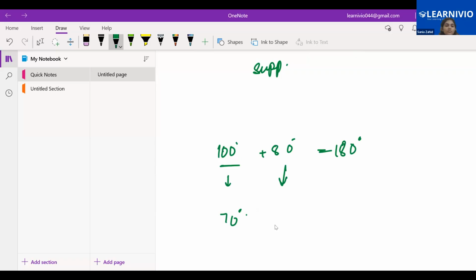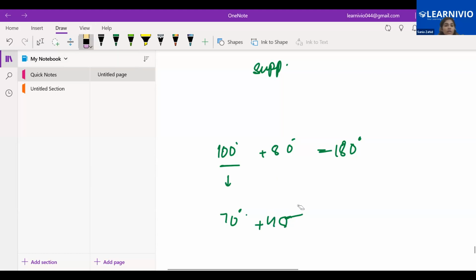Divide. Yeah, what are you saying? Divide with what? 2. Why? If you divide 80 by 2, you'll get 40. So is 70 plus 40 equal to 180? No. What change should you make to 80 degrees?